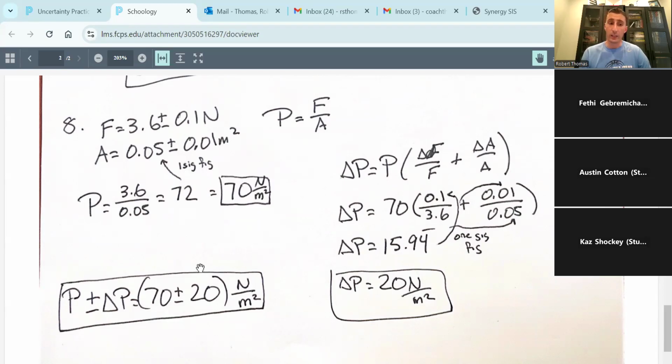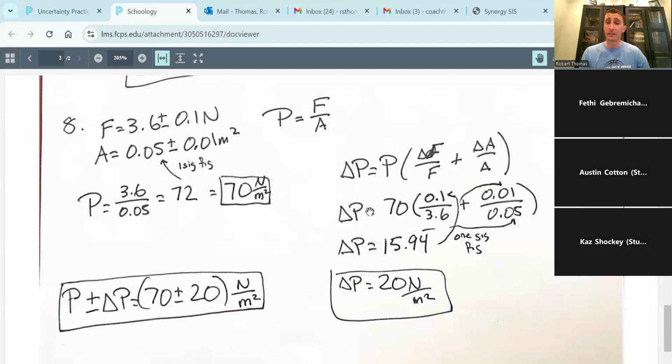So right away, what you're trying to get is the value plus or minus the change in the value, right? To do the value, you just take the actual values and do the operation. In this case, the equation asked you to divide. So I did 3.6 divided by 0.05 and got 72. I did sig figs here. The bottom one has one sig fig, so I could only go to one sig fig. That's why that's 70. So that's your P in this case. That's your basic number, right? Is everybody tracking with me?